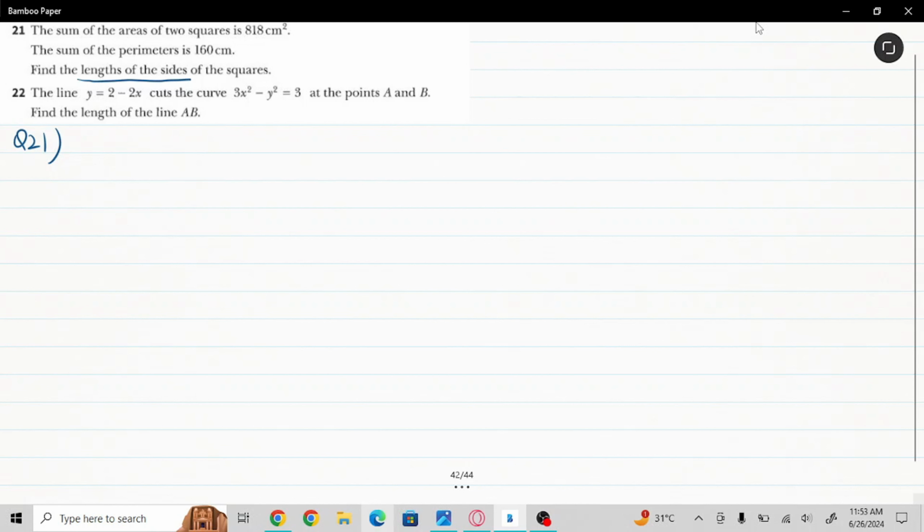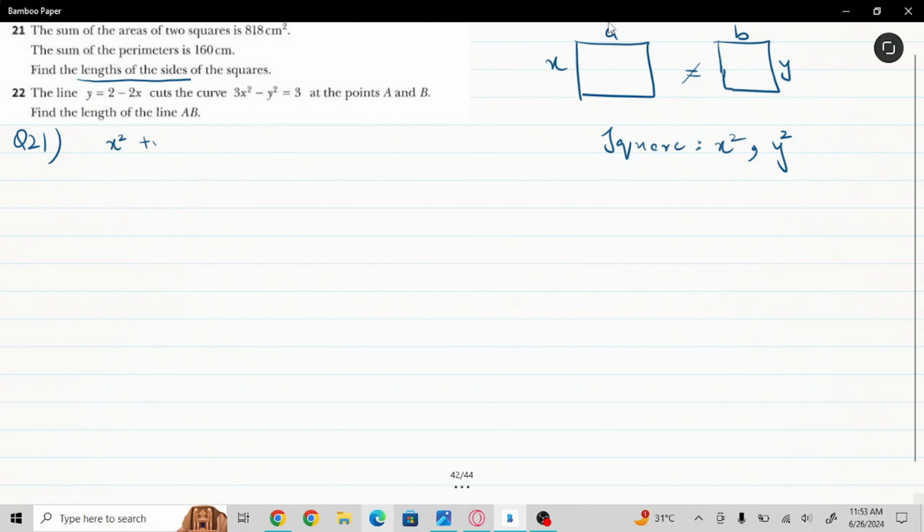What we do is we say that there are two squares. One is square A, and the other is a smaller one, or you can say it's just not equal to this one. These two are not equal. So this is square A, this is square B. One side of square A is x, and one side of square B is y. What's the formula for the area of a square? The area is x squared, and for square B we have y squared. We know the sum of the two areas is 818 centimeters squared, so x squared plus y squared is equal to 818 centimeters squared.